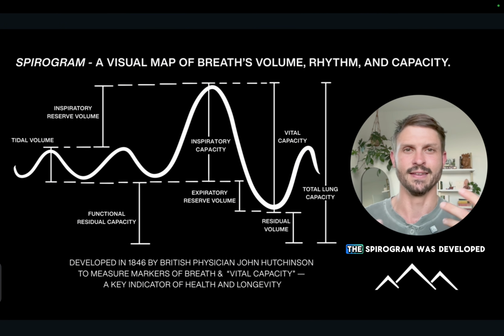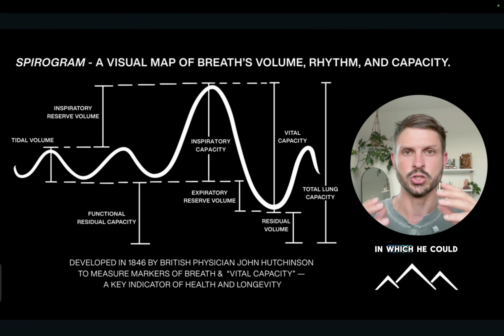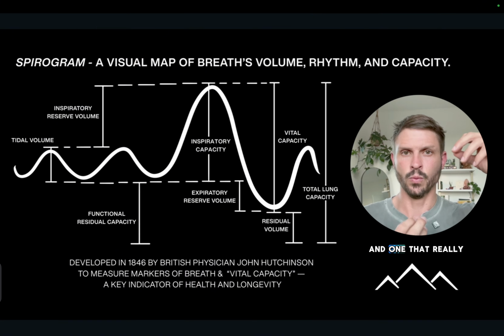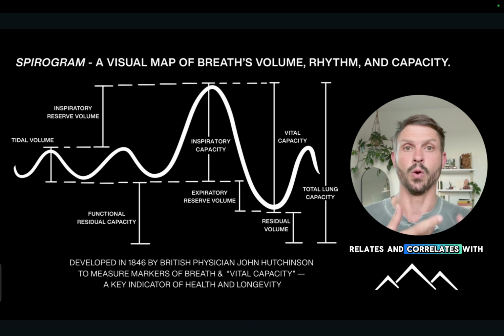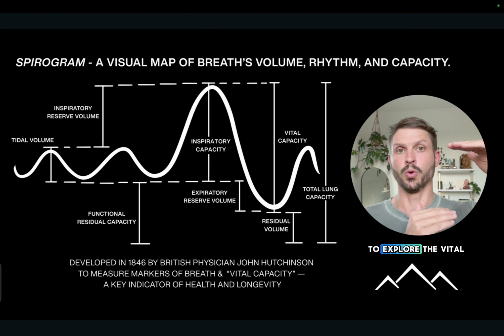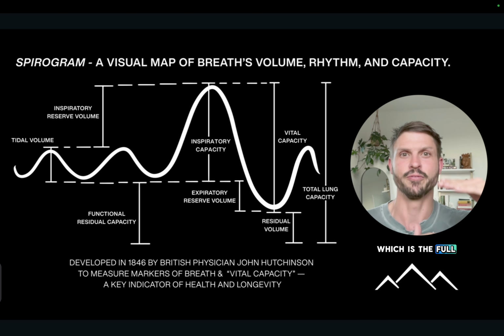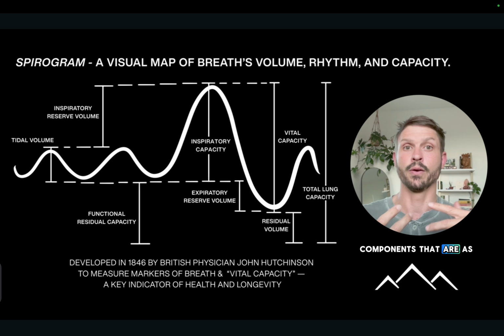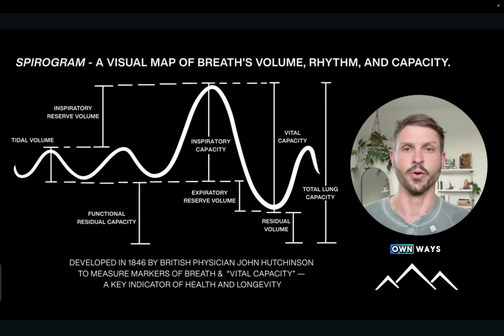A little history, the spirogram was developed in the 1800s by a British physician named John Hutchinson. And what he was seeking was a way in which he could measure vital capacity, which is a key metric, and one that really relates and correlates with health and human performance. And what he found in seeking a way to explore the vital capacity, which is the full expression of your breath, he found that there are other little components that are as important or important in their own ways.